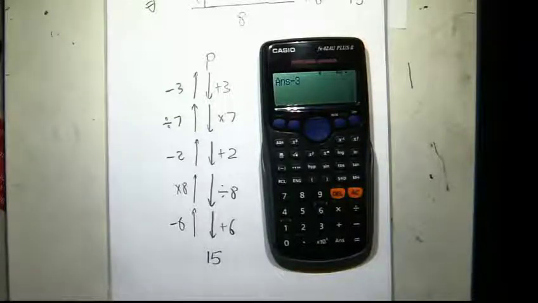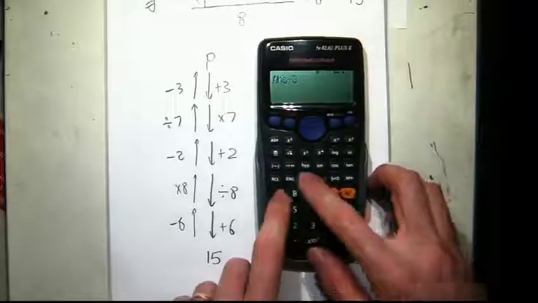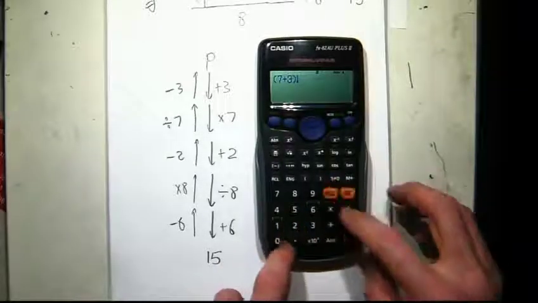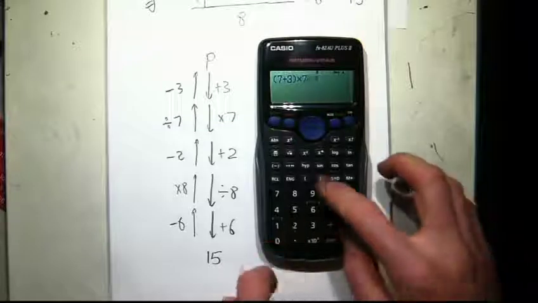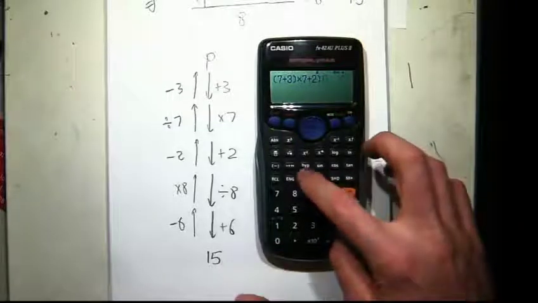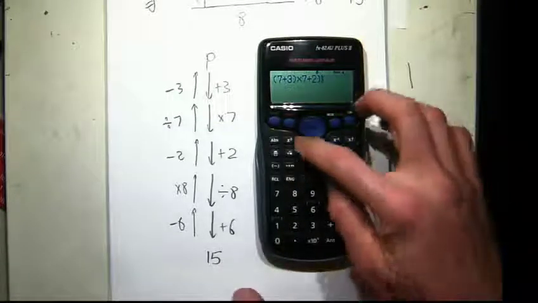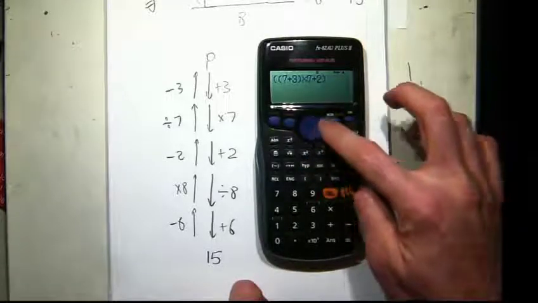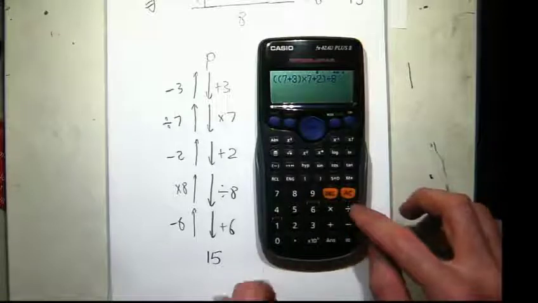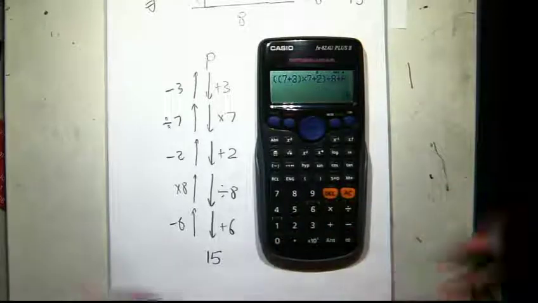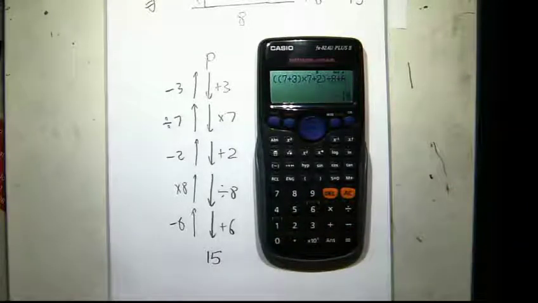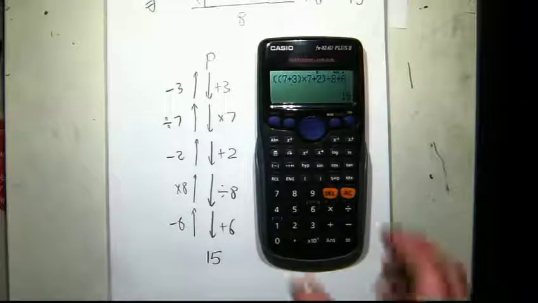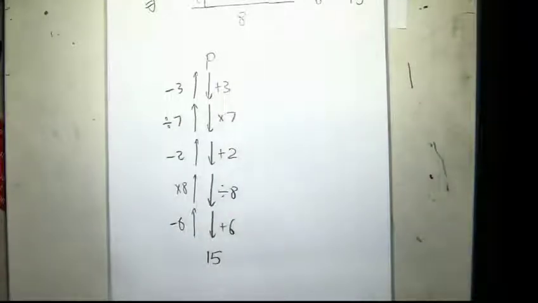Let's just check that. If I started with 7 and did plus 3 and times 7 and plus 2, and then divided all that by 8, and then plus 6, I get 15, exactly as I should. Okay, that is the magic of unwrapping.